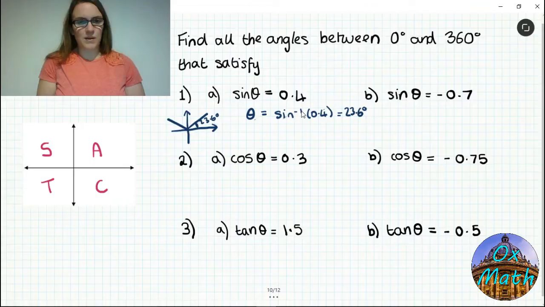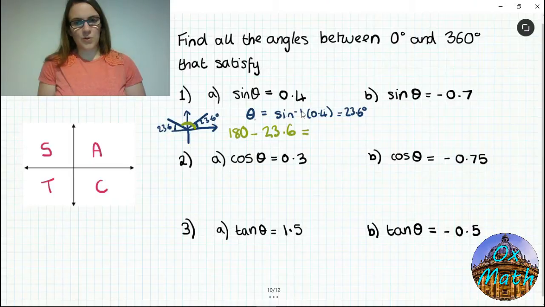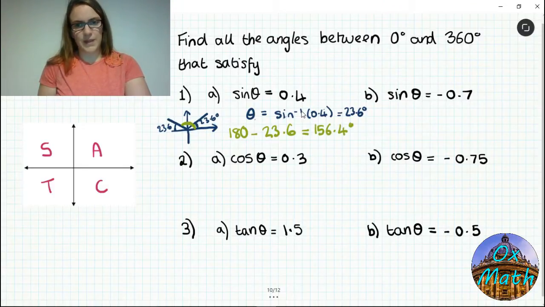So we know that this angle here is 23.6. Now this method works by looking at the symmetry and saying, well, this angle here then is 23.6. So we can work out our total angle, which is the big angle in here, by doing 180 take away 23.6. So the same rule that we used before, but it's a way of remembering which rule it's going to be. So that would give us 156.4 degrees. So from this diagram, we have our two angles.